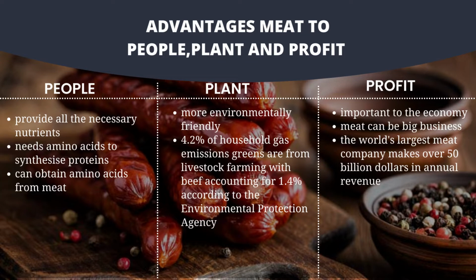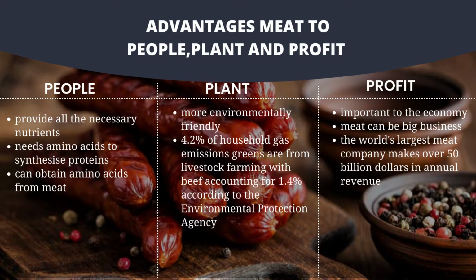So, we proceed with the advantages of meat to people, planet, and profit. Meat is important for the human body because meat can provide all the necessary nutrients. For example, the body needs amino acids for the synthesis of protein needed for daily survival. There are many amino acids that cannot be produced by the body itself, so to obtain these amino acids the body gets them from meat.